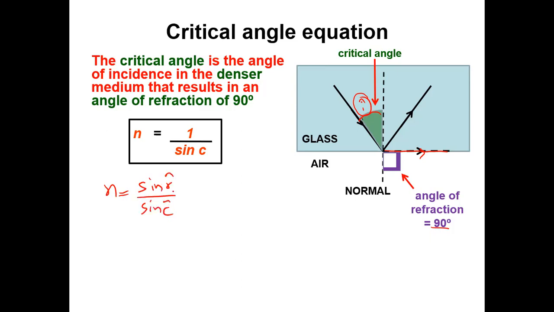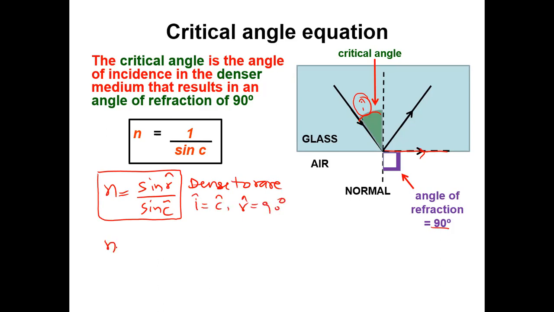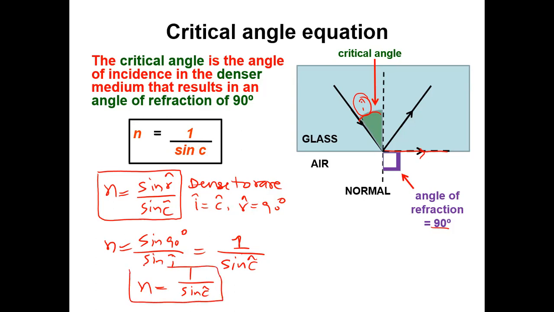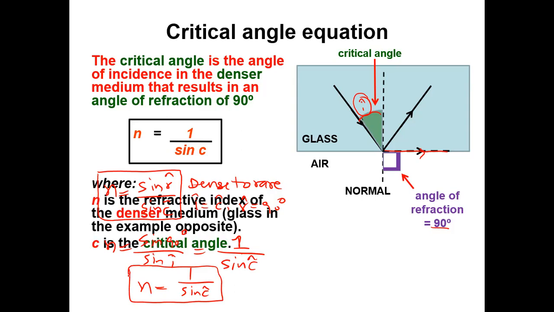Why do we use this? Because light is going from dense to rare medium, right? Now you can see that the angle of incidence is the critical angle and the angle of refraction is 90 degrees. So just put the values. So n is sine 90 over sine c. Sine 90 is 1, and for the incidence angle, we write sine c. So that's why we can say n is 1 over sine c, where n is the refractive index and c is the critical angle.